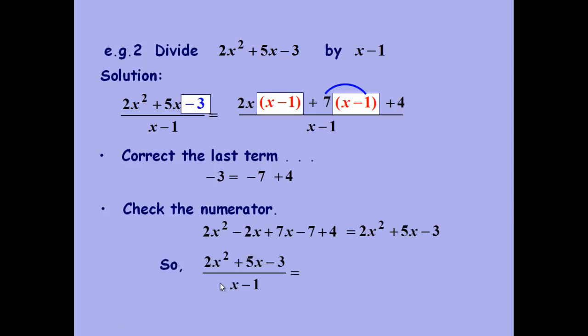So splitting our three terms, we end up with x minus 1's cancelling here, leaving 2x, x minus 1's cancelling here, leaving plus 7, and here we've just got plus 4 over x minus 1. So we get a quotient of 2x plus 7 and a remainder of 4.